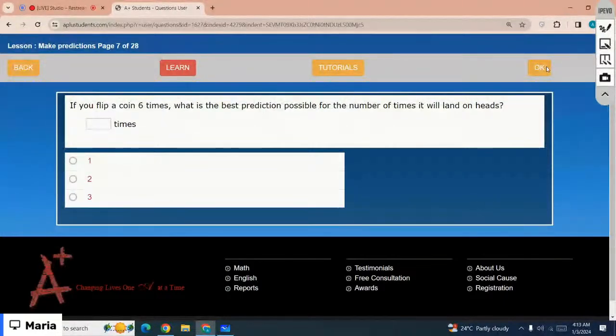Okay, the next one is if you flip a coin 6 times, what is the best prediction possible for the number of times it will land on head? So, which is the correct option?